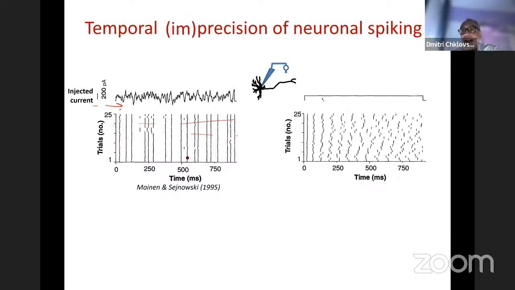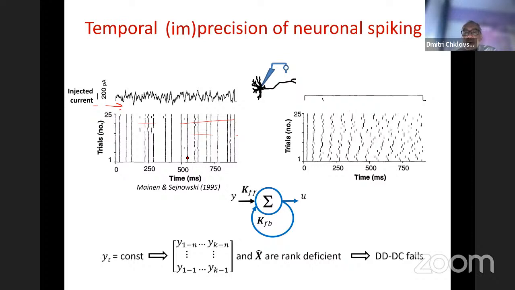But this precision breaks down when you inject a constant current into a neuron. So from trial to trial, you inject the same step current, but the spikes happen at different times. So this precision breaks down. And of course, the direct data-driven control explains this immediately. It's the same problem that we observed before in STDP. It's the breakdown of this full rank condition, because if we were to invert the data matrix, it is now rank deficient, because these y's are all the same. And so these are all the same numbers. And then this doesn't have a full rank, and the DDC fails. And that's why we think there is variation.